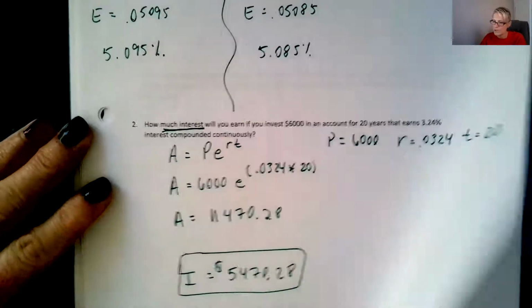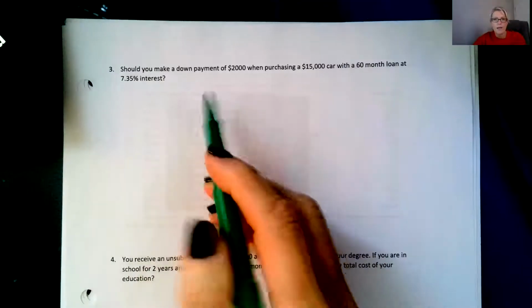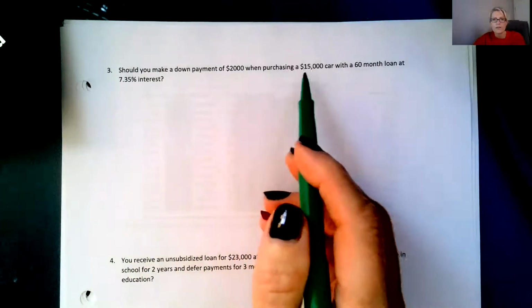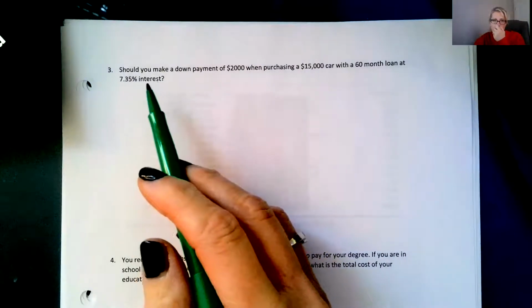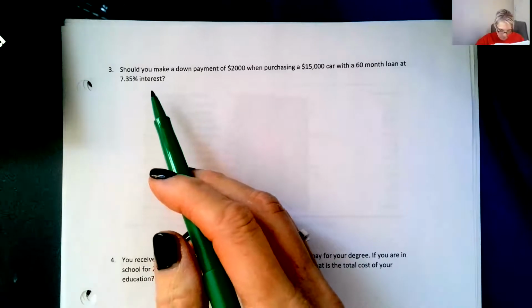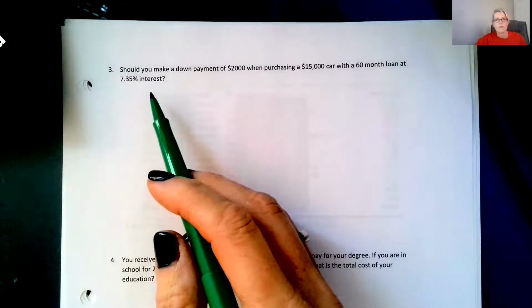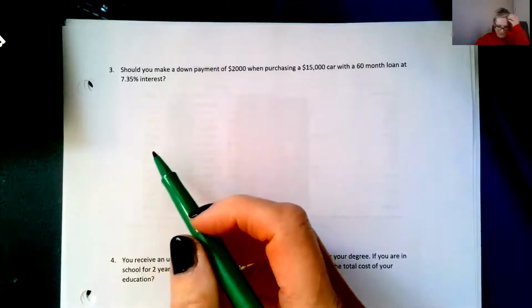Okay, let's move to question 3. So question 3 says, should you make a down payment of $2,000 when purchasing a $15,000 car with a 60-month loan at 7.35% interest? Well, of course you should make a down payment. So I think that was written incorrectly.